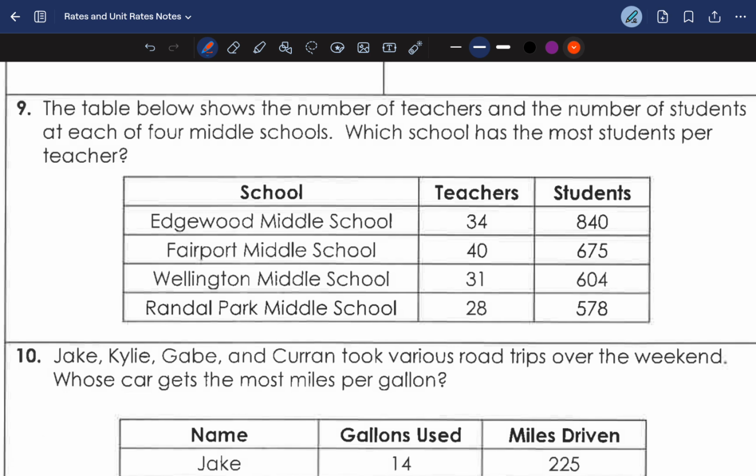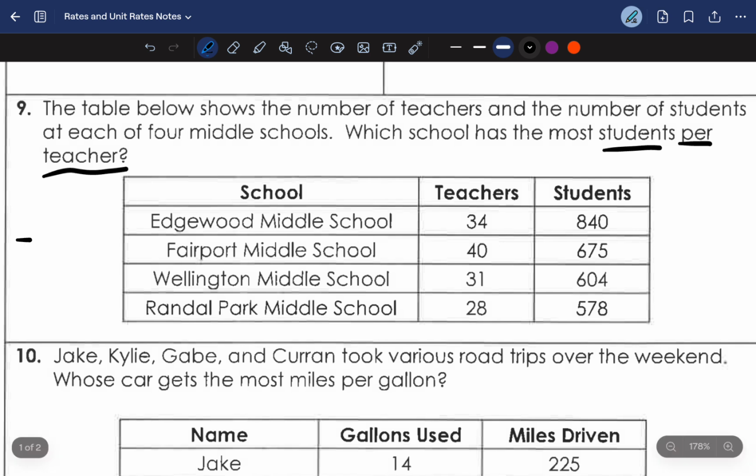Okay, so let's take a look at the table, which is number 9. And I'm going to read that problem. So it says the table below shows the number of teachers and the number of students at each of the 4 middle schools. Which school has the most students per teacher? So that's kind of important to know. They want to know the students per teacher. So we could just write this in words, what we're looking for here.